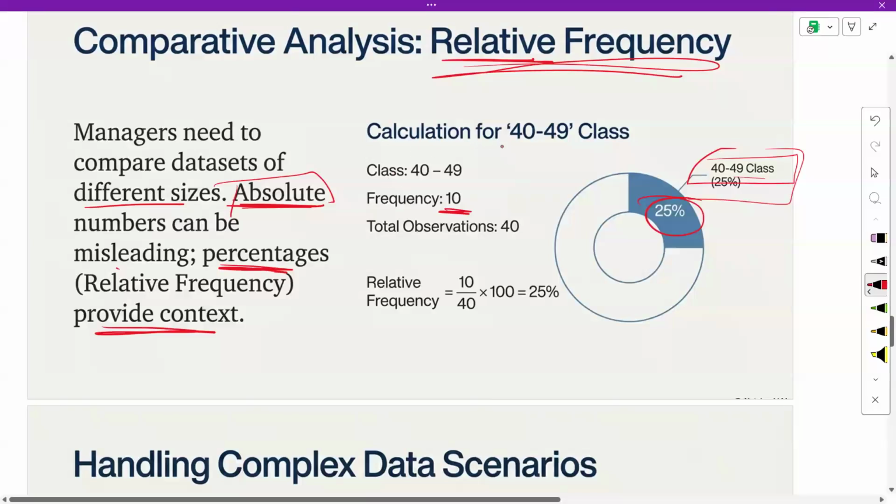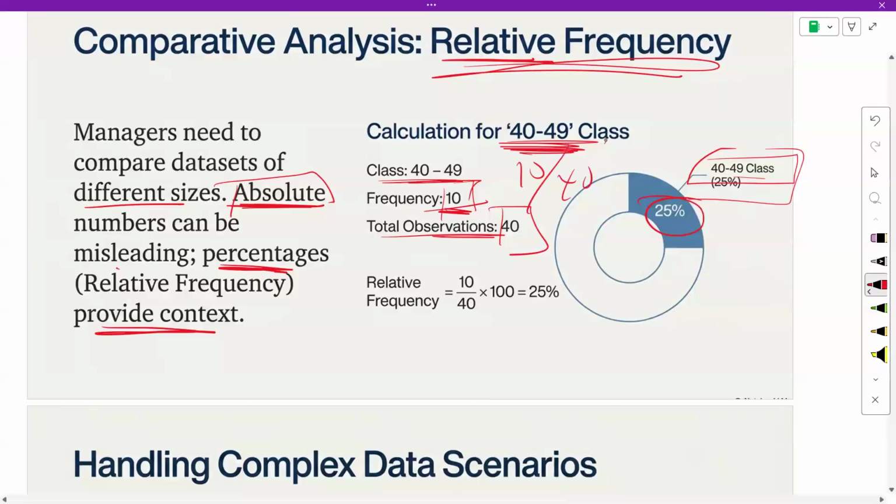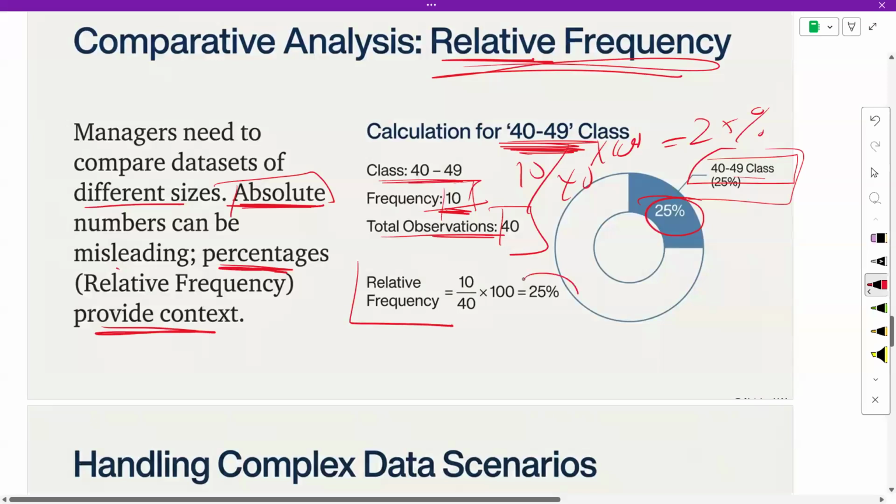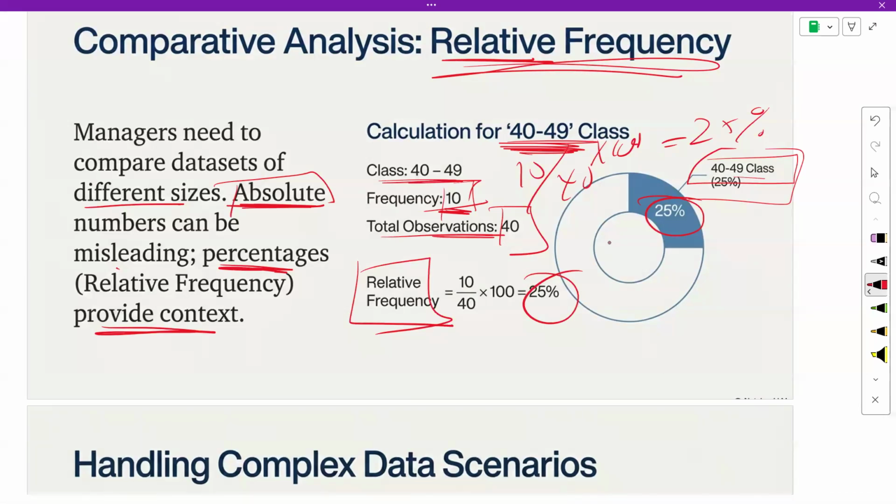Here is the calculation for the class 40 to 49. The frequency is 10 according to the table, and the total observations 40. So it's easy: 10 over 40 times 100 equals 25%. This is called relative frequency, so the manager can understand that one quarter of the observations fall in that class.